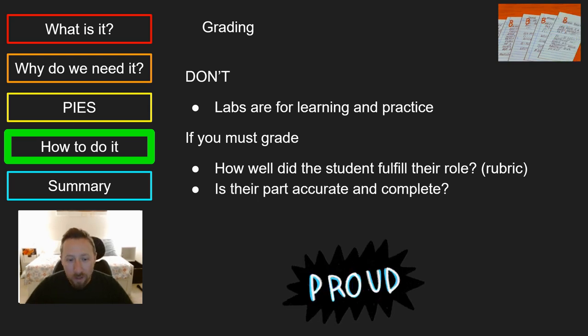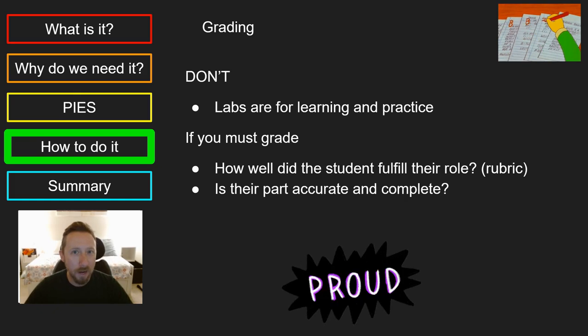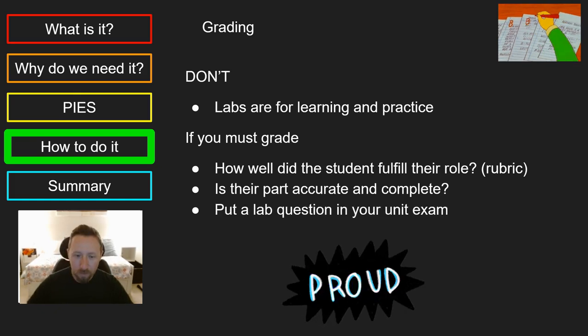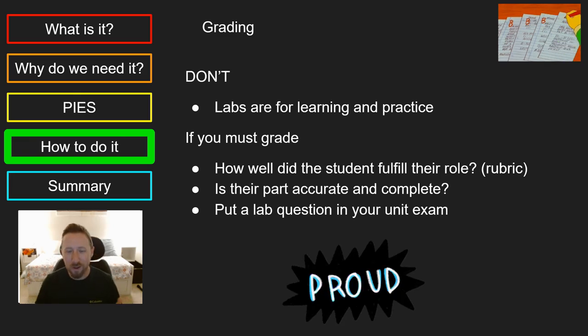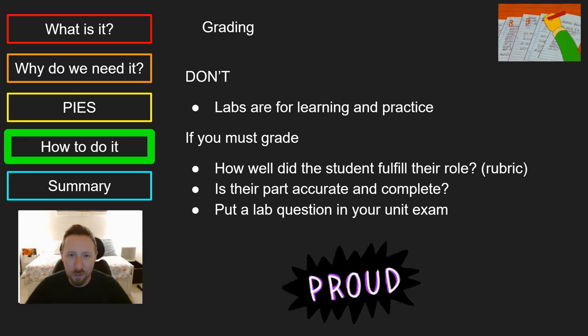The other way you can grade a lab is: was their part accurate and complete? If you split a lab into 4 equal parts, did they complete their part of the lab? And was that part accurate? And finally, you can put a lab question in your unit exam, maybe one or two. If you put one of these lab questions in the unit exam, then you know whether or not the student had gained any information from the lab that they had done previously.